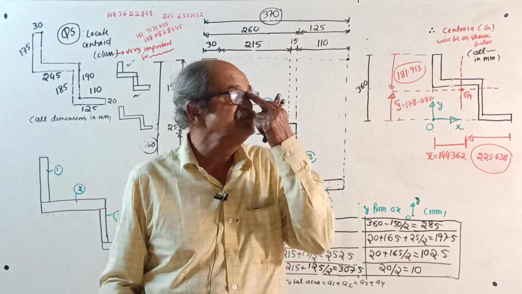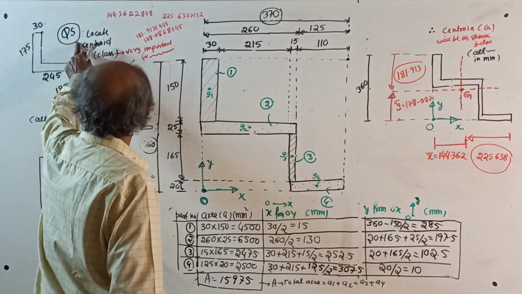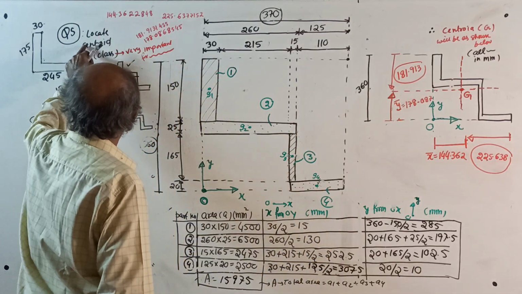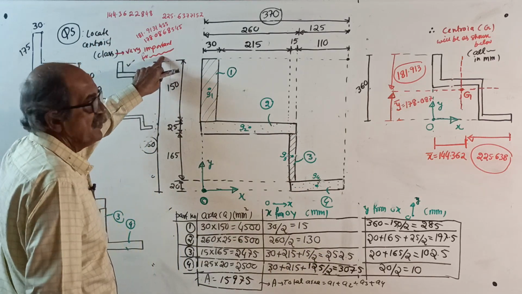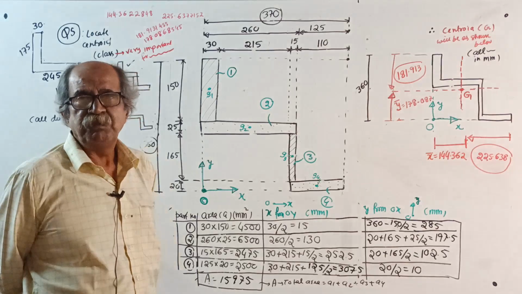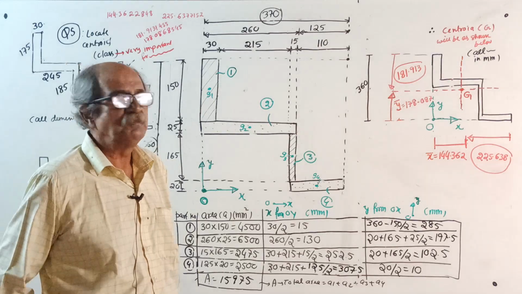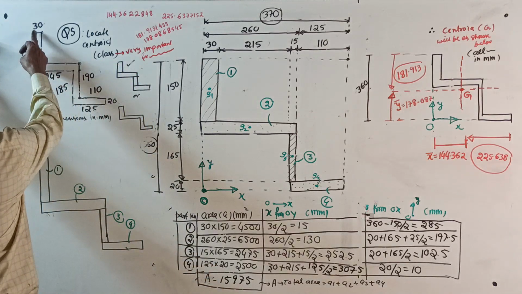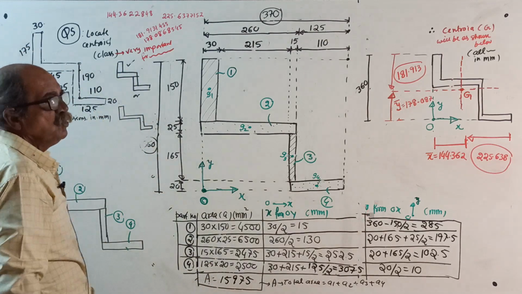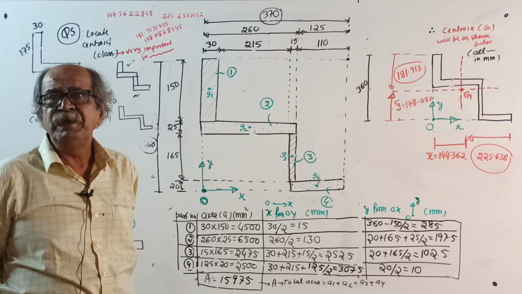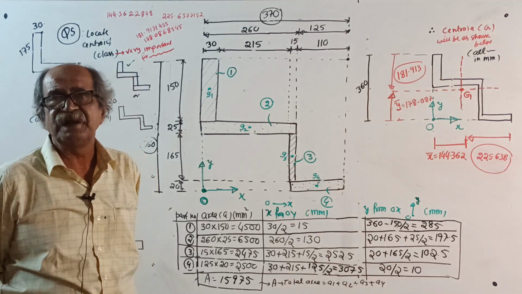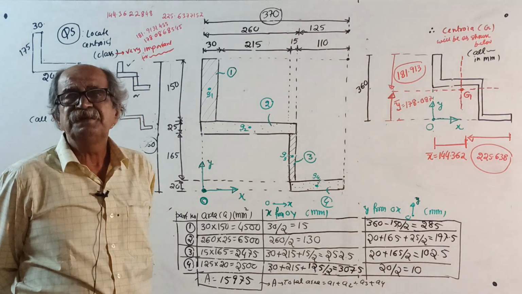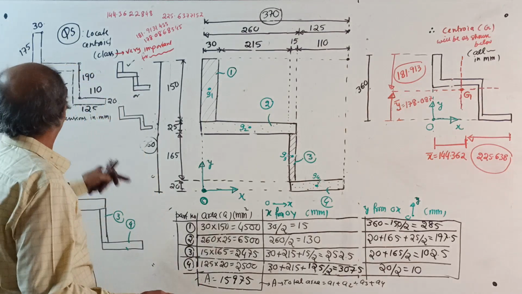Welcome to all. Today is question number 5. Locate the centroid. This class is very important for some reason. First of all, some doubt will come. Some person may ask, Sir, such a shape, you told that lamina, we discussed lamina here. Correct. But in structural engineering, where do you get such a shape?